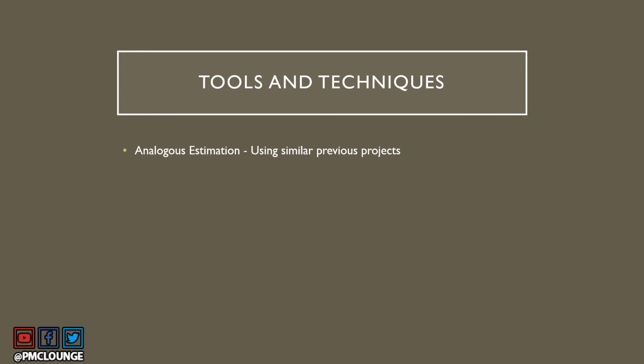Number one is analogous estimation, which means using similar previous projects as a reference. So if you have done, let's say, a construction project of a 10-story building already, and then your next project is also the construction of a 10-story building, you can make use of the estimates that you made in the previous project in your current project as well, right? So that is known as analogous estimation.